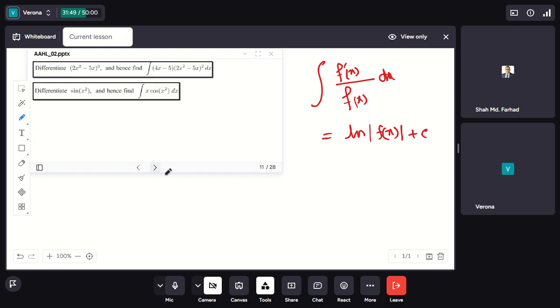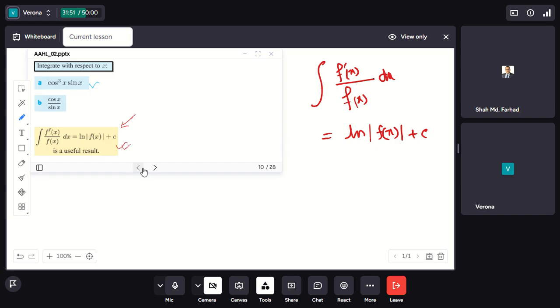Okay, so try this one. If you are given 2x square plus 5, and here we have 4x dx, then what will be the result of this integral?